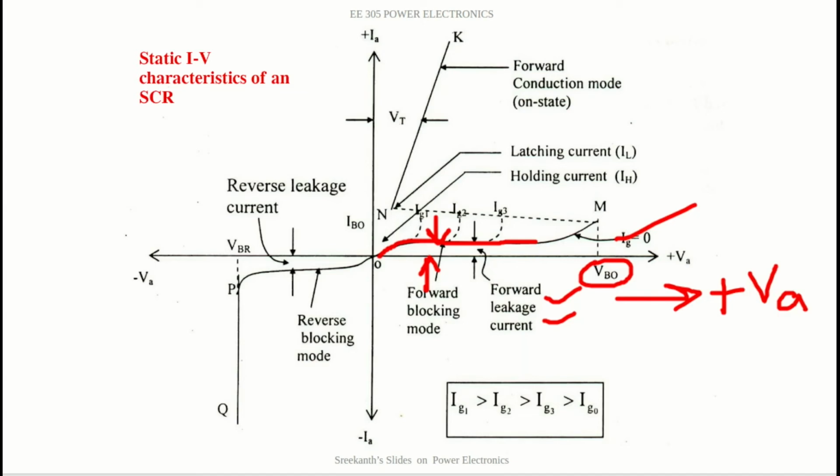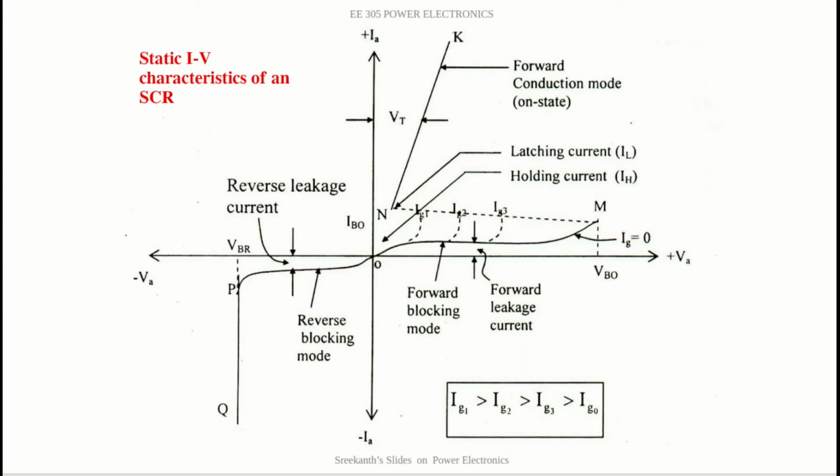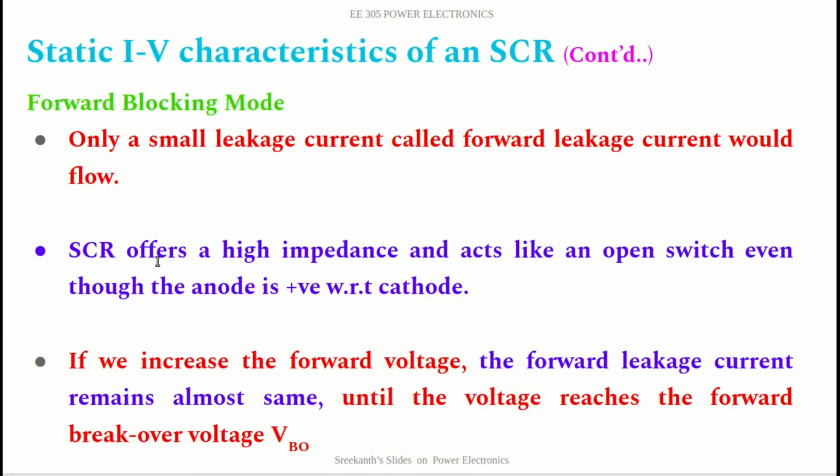So as long as there is no current flowing through the gate terminal, the current will be very small and it will be maintained at a small value until VBO is reached at point M. That is being mentioned here. SCR offers a high impedance and acts like an open switch even though the anode is positive with respect to cathode. You can see that anode was positive with respect to cathode. If it was a diode, the current would have started flowing. But here the SCR still acts like an open switch and offers a high impedance although the anode is positive with respect to cathode.